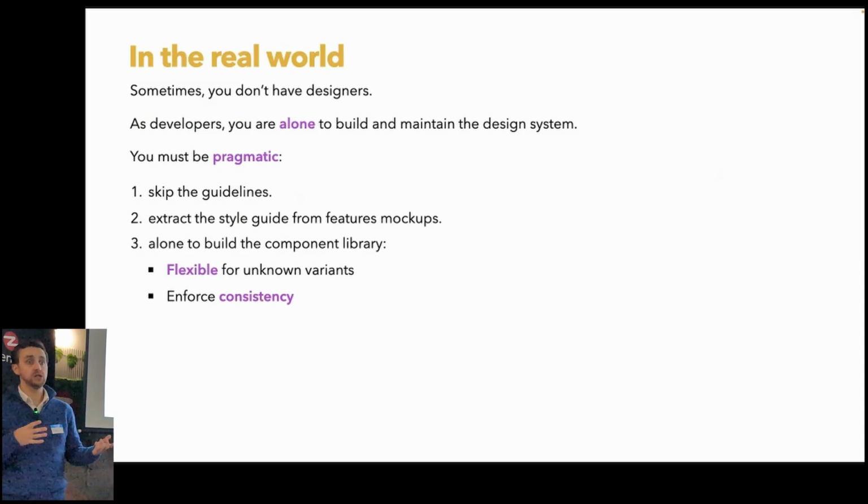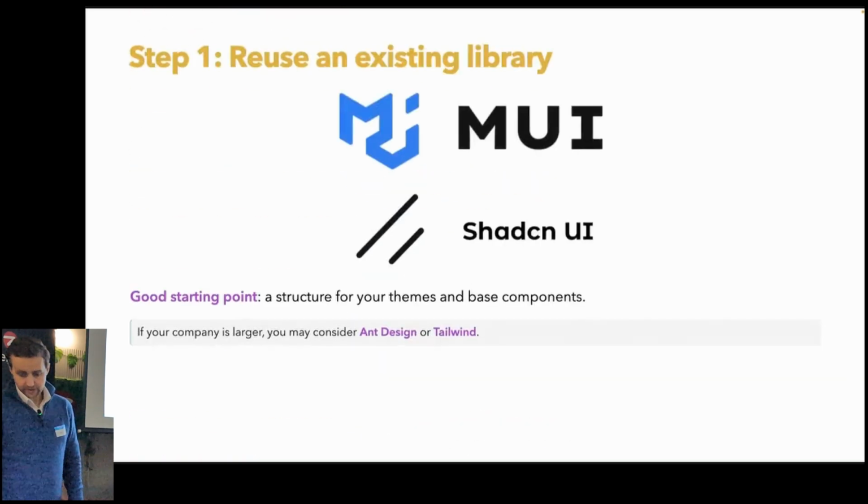But at the same time, you still need to find a way to enforce consistency, because you cannot just accept everything. Otherwise, if you have a button with a 10 pixel radius, you shouldn't accept a button with a 20 pixel radius, maybe.